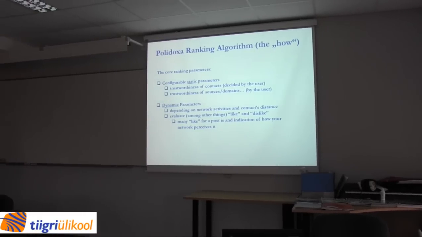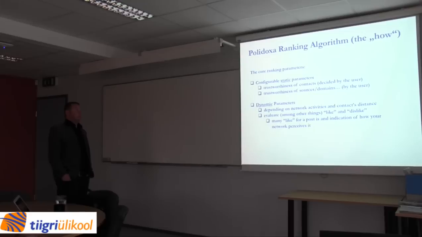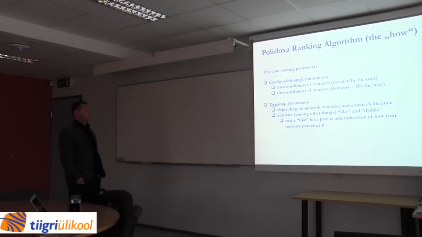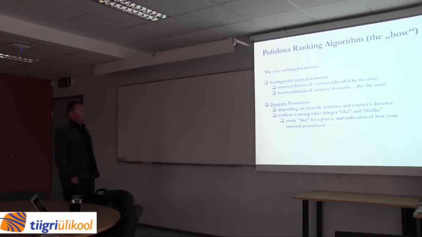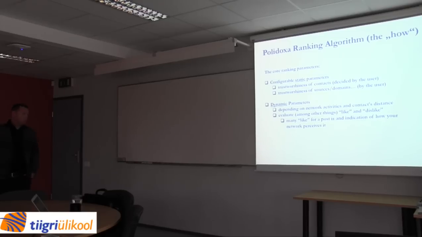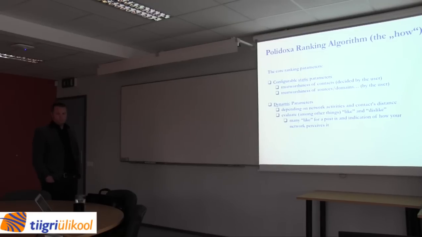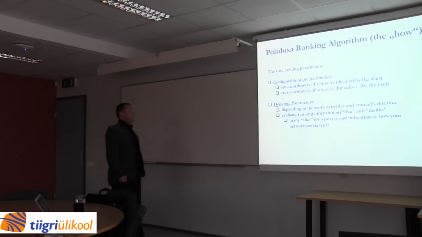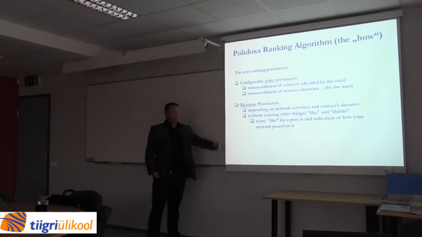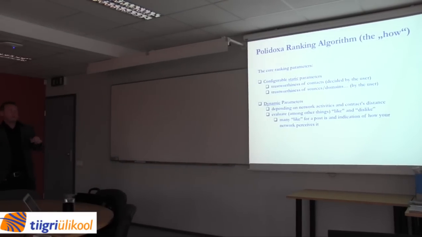But for what it is now, you have static and dynamic parameters of this application. You can decide the trustworthiness of contacts and sources. Let's make it simple. At the beginning, when you install the platform, you decide trust values for each of your contacts. Put very simply. And you have dynamic parameters. The name dynamic tells you that these are going to change.